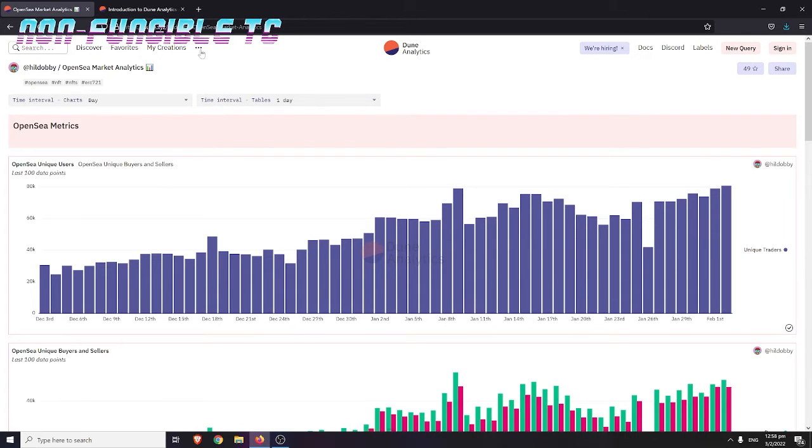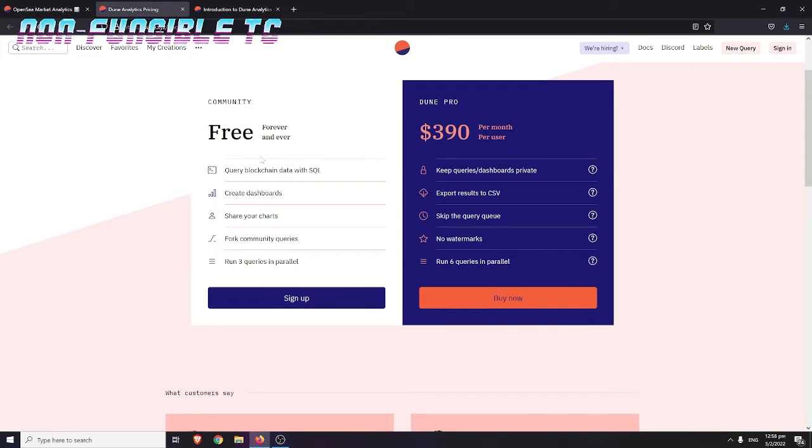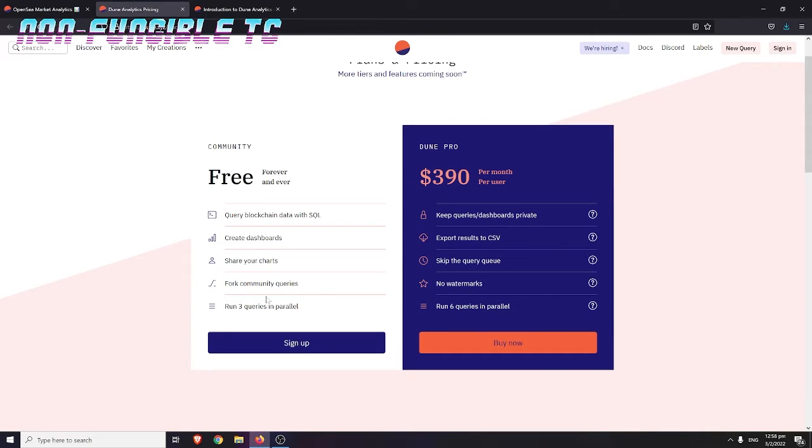The only way that you need to pay is that there's a pricing table, and it's basically free for all. You could query data with SQL, create dashboards, share charts, for community queries, one free query in parallel. But you pay $390 per month to keep the queries private, because when you create these dashboards, they're actually public. So if you want to keep it private, you could pay for it and then export the results, skip the query queue, have no watermarks, and 16 queries in parallel.